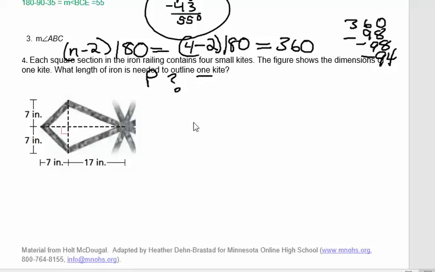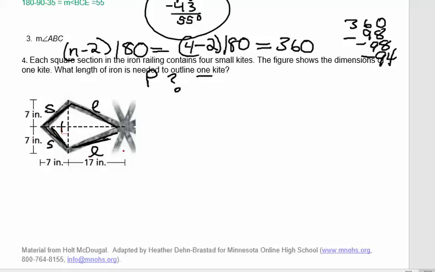So to find the perimeter, we need to know what this side is, which will be the same as this, plus this side, which is the same as this. So there's 2 of these short ones, and there's 2 of the long ones. So short, long, short, long. If we add all of those up together, we'll have the perimeter.